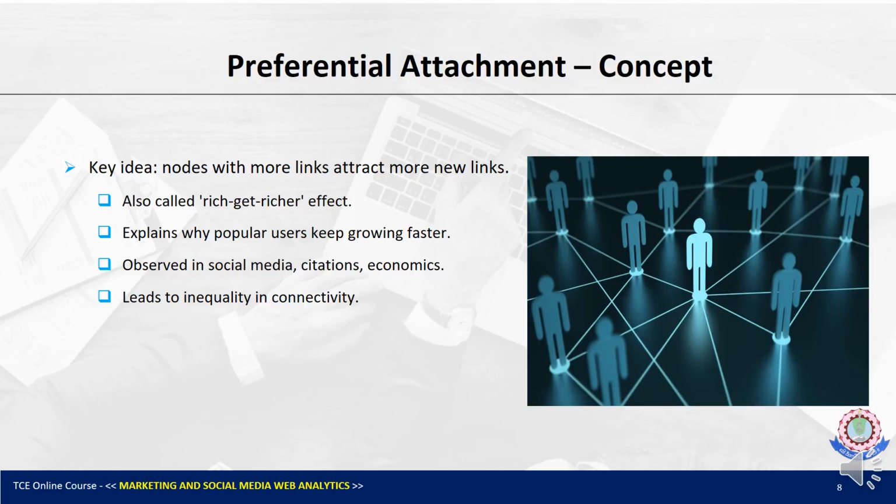Preferential attachment concept. Preferential attachment means that nodes with more connections are more likely to gain additional connections. In simpler words, the rich get richer. This explains why celebrities gain followers faster, why older websites have more backlinks, and why certain videos go viral.